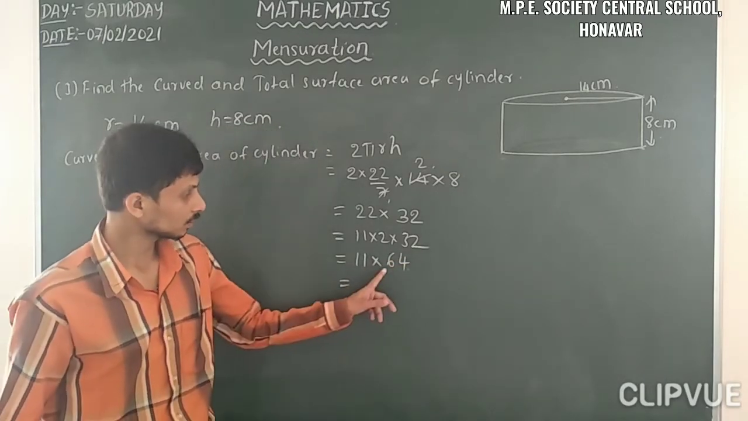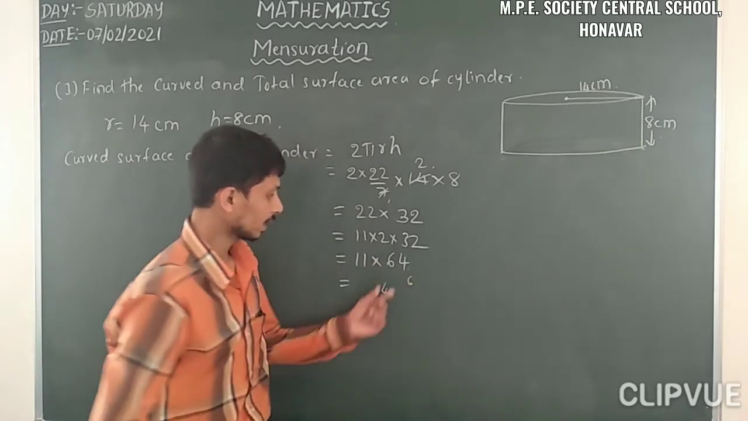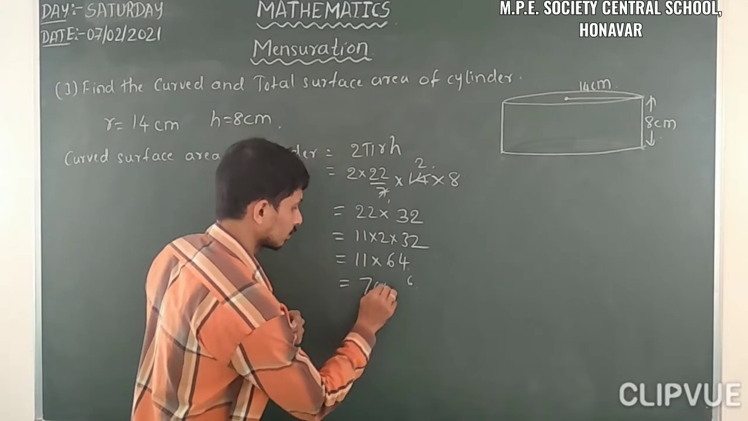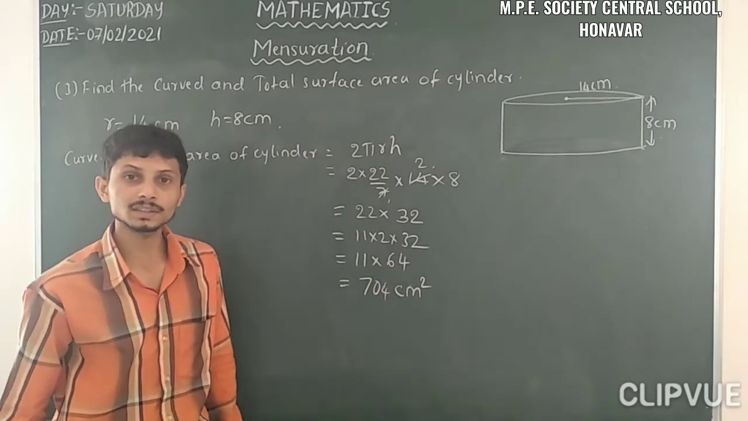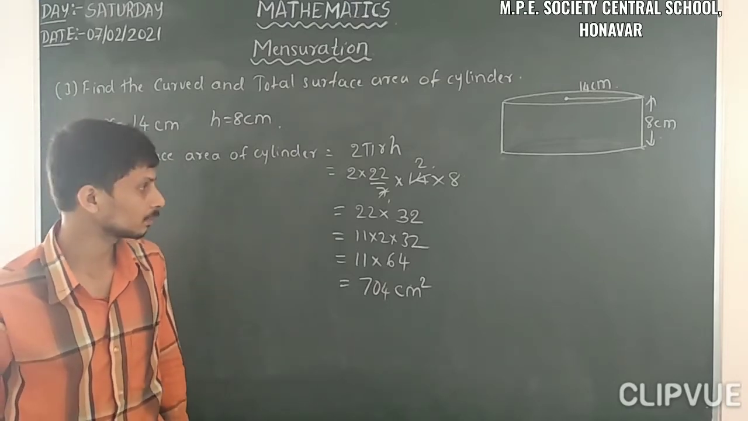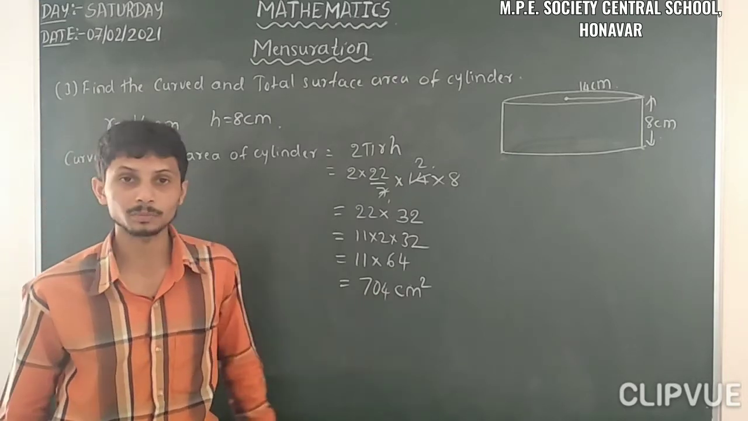Yes, then. So 64 into 1, 64. So 6 remains, and 64 into 1, 64 plus 6, 70 centimeter square. So it is the curved surface area. So curved surface area it is 704 centimeter square. So curved surface area of the cylinder is 704 centimeter square.